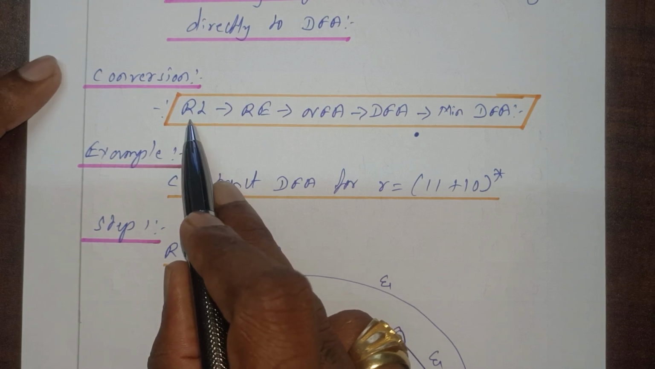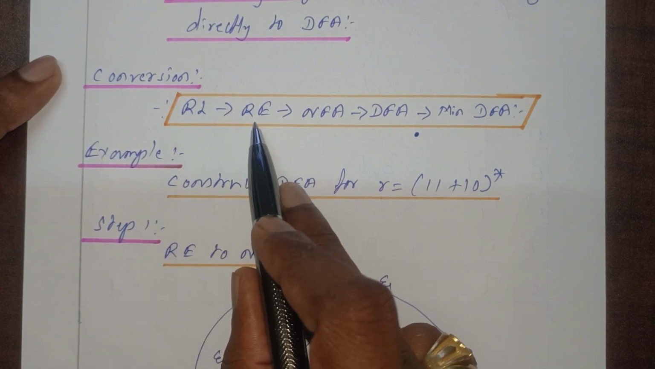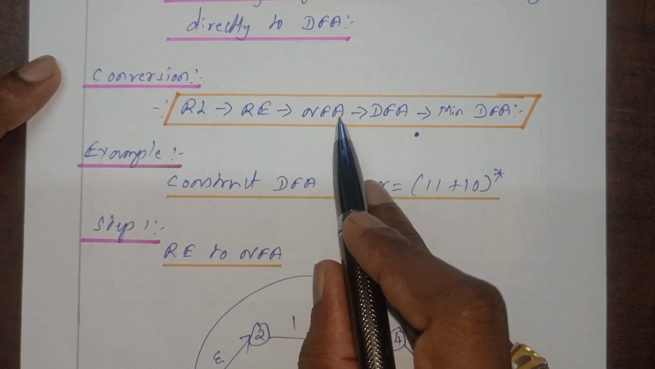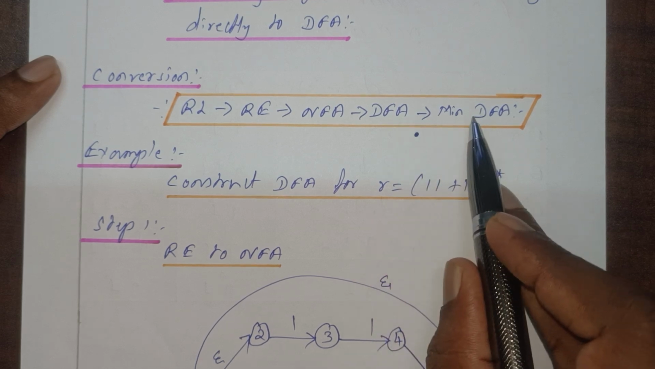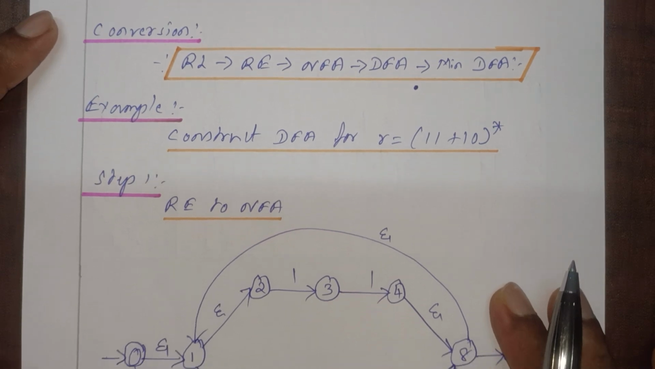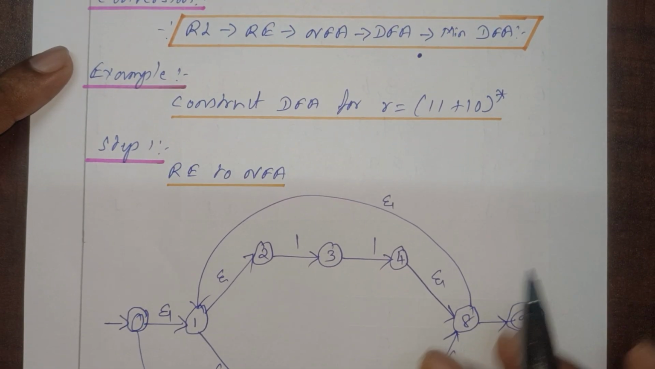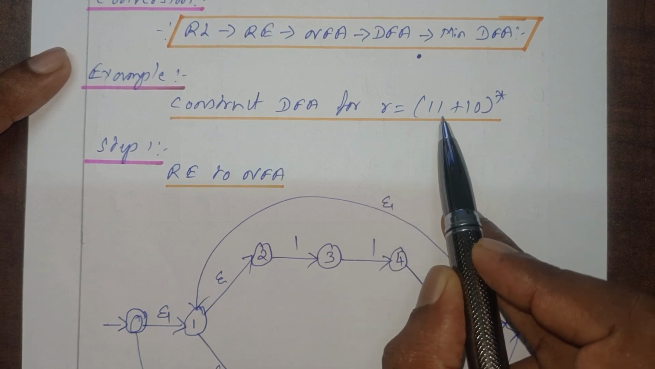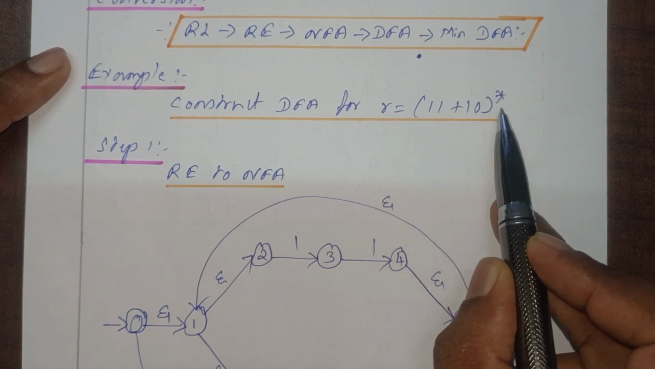Any given regular language can be converted into RE, that is a regular expression, and RE to NFA, NFA to DFA, DFA to minimized DFA. This is the final part we are going to achieve. I have taken an example here. Construct DFA for R is equal to (11 + 10) the whole star.